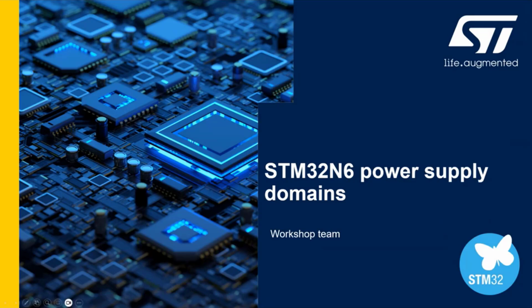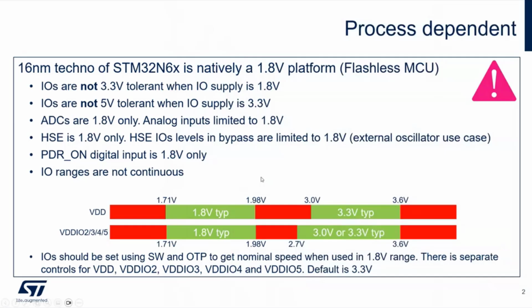So I'm going to provide you a little bit more details regarding STM32N6 power supply domains. As you already know, the N6 is based on 16 nanometers technology, which means that natively it is a 1.8 volt platform. And this is a flashless MCU. By native 1.8 volt platform, I mean that the highest possible speed for data exchange via GPIOs is possible when you switch to 1.8 volt power supply.